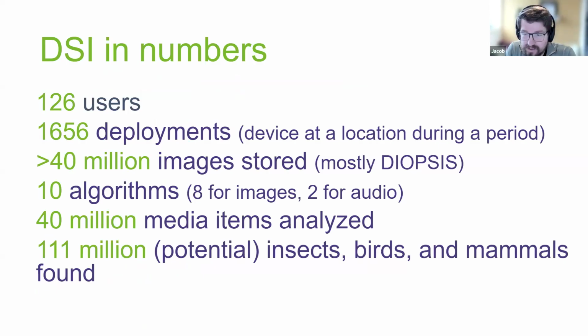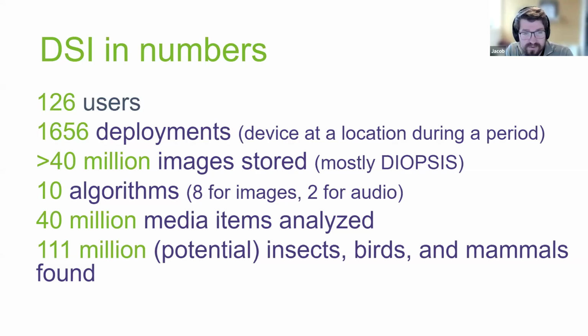So since ARISE launched, we had a lot of applications to use the system. So this number of 126 users is probably already a bit outdated. So there's a lot of interest in using the system, which is really good. We have more than 1,500 deployments in the system, which means a device recorded at a location during a period. Over 40 million images. To be honest, most of them are currently Insta-camera images, since that's what we started off with. But also more and more wildlife camera images are there.